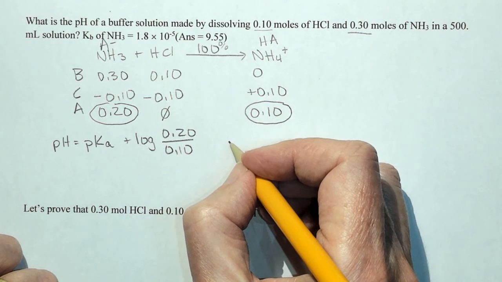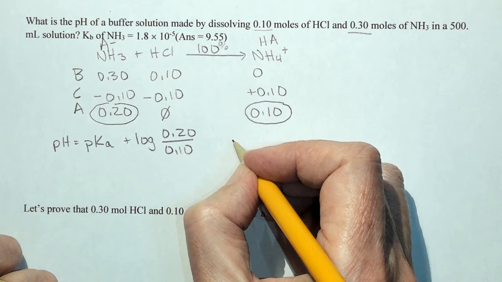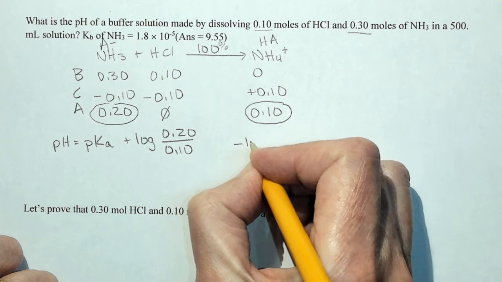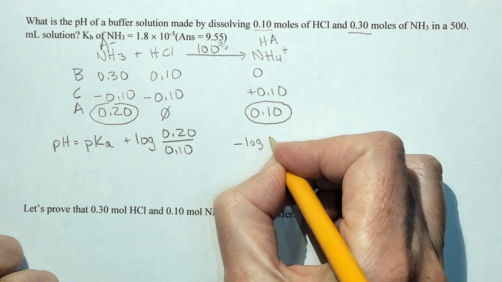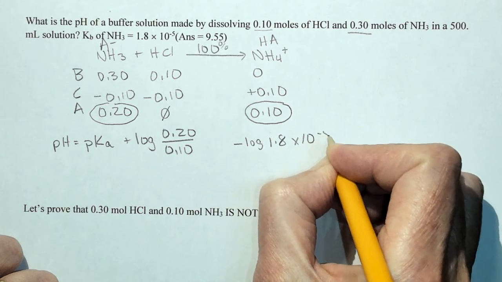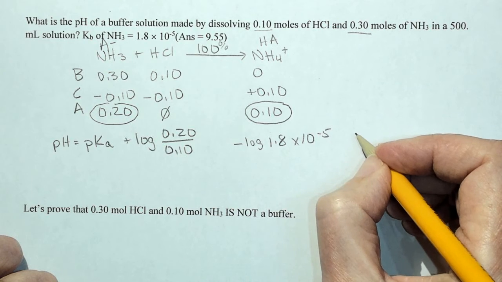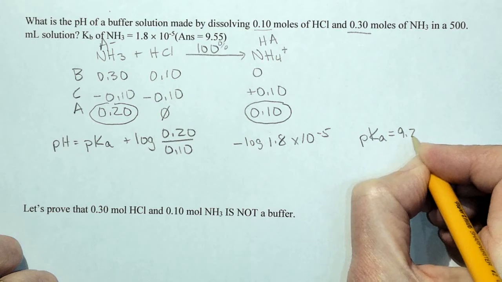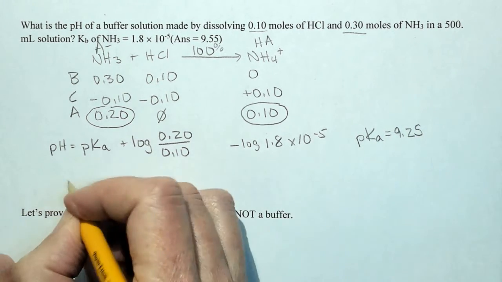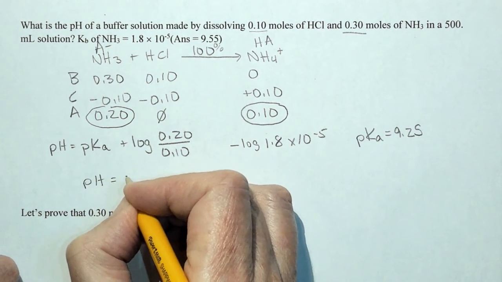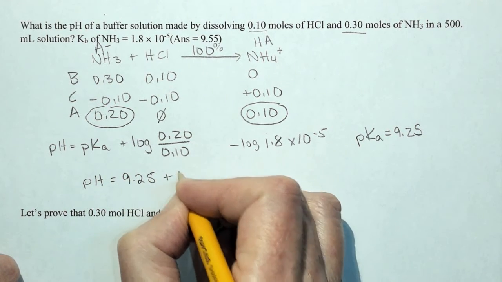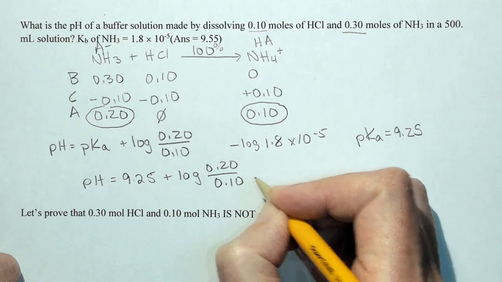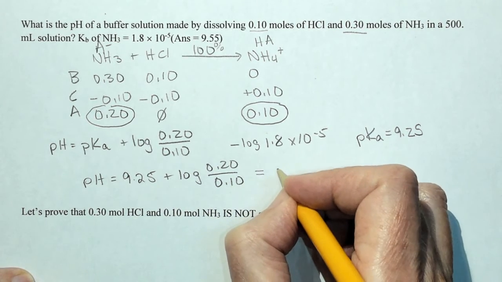We need to calculate the Kb, change Kb to pKa. So we're going to have the negative log of 1.8 times 10 to the negative fifth. After we go through some conversions, we're going to have that pKa is equal to 9.25. So pH is going to be equal to 9.25 plus log 0.20 over 0.10, or 9.55.